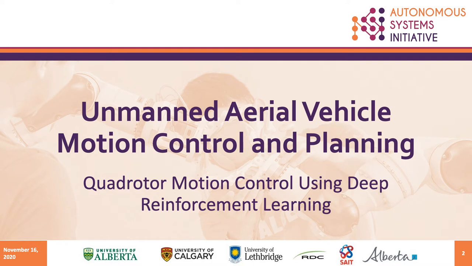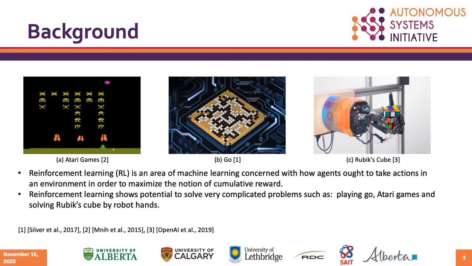Hello, today I will talk about unmanned aerial vehicle motion control and planning, especially quadrotor motion control using deep reinforcement learning. Reinforcement learning is an area of machine learning concerned with how an agent takes actions in an environment in order to maximize the cumulative reward. Reinforcement learning shows potential to solve very complicated problems such as playing Go, Atari games, and solving Rubik's Cube by robot hands.